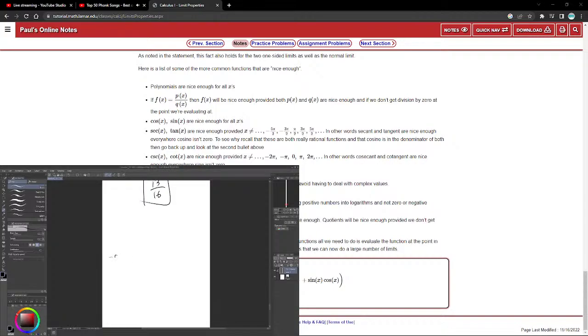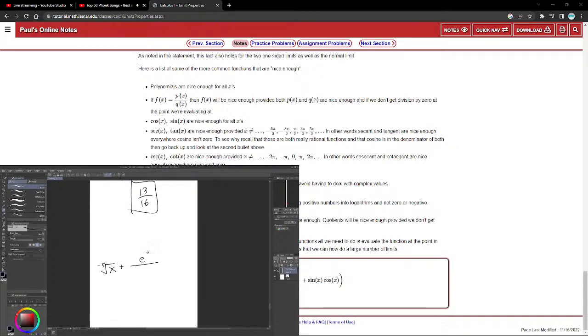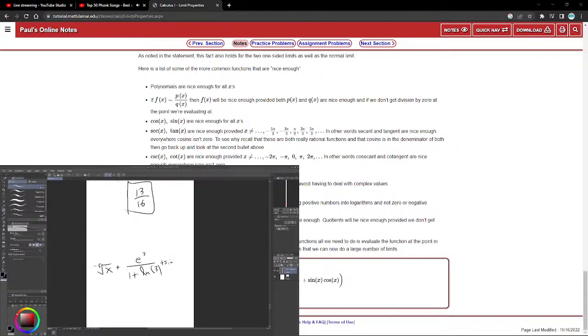Negative 5th root of x, plus e to the power of 3, what is this thing, 1 plus the natural log of 3 plus sine 3 cos 3. It's going to be hard to plug in, dude.